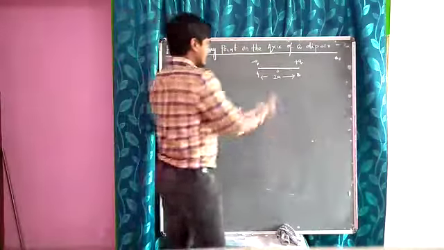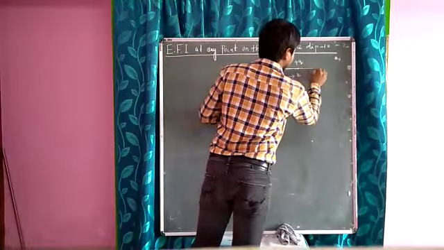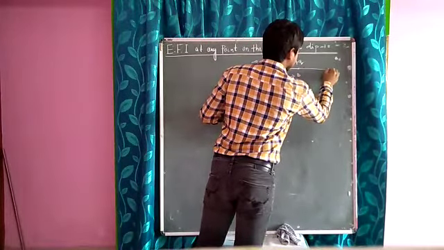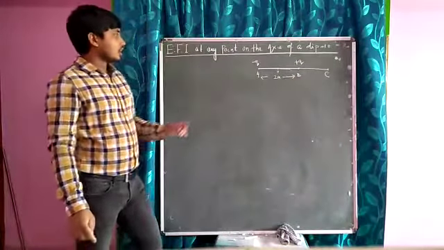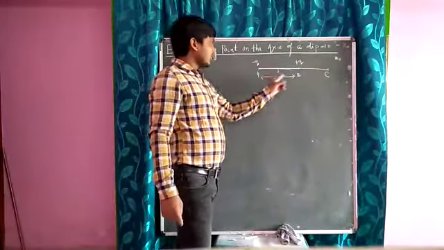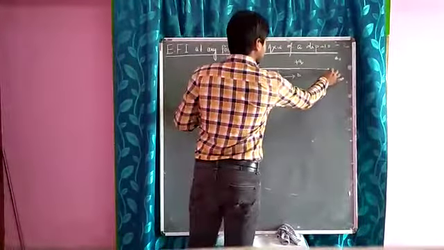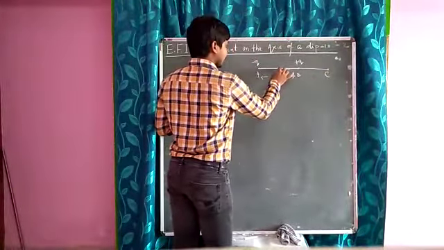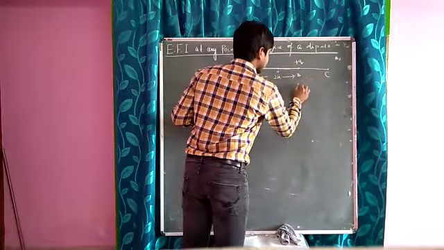So along this axis, let another point C be present. Now we have to find out the total electric field intensity at the point C due to this dipole. Is it clear? Let the distance of this point C from the center of the dipole, from the point O, be r.